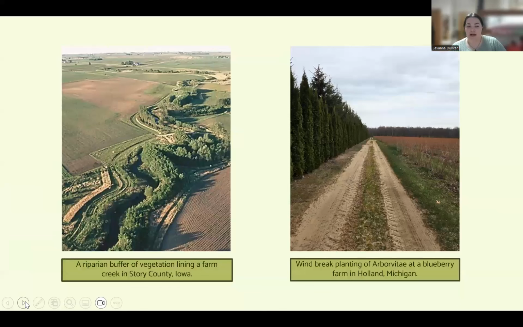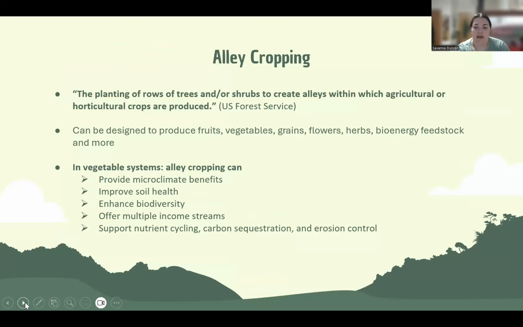So for this slide, I have two images. On the left, I have a riparian forest buffer of vegetation lining a farm creek in Story County. And then additionally on the left, we have a windbreak planting at Woodland Enterprises Blueberry Farm in Holland, Michigan, and as the planting of rows of trees and or shrubs to create alleys within which agricultural or horticultural crops are produced.